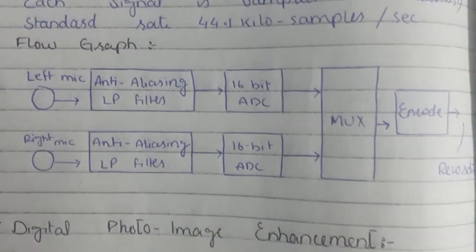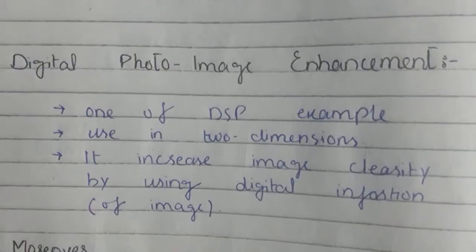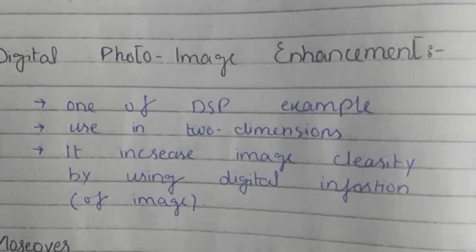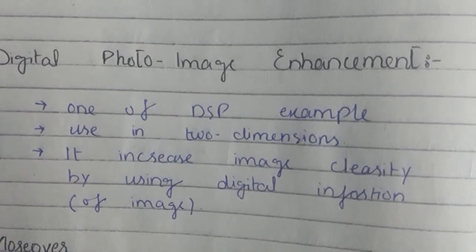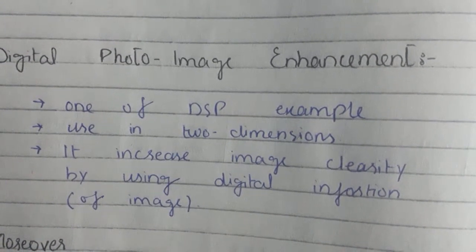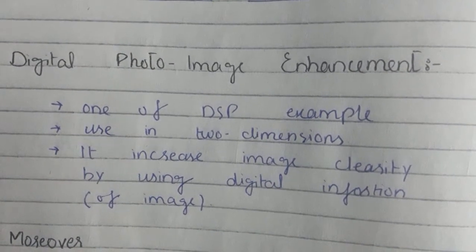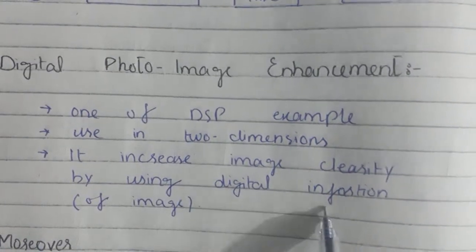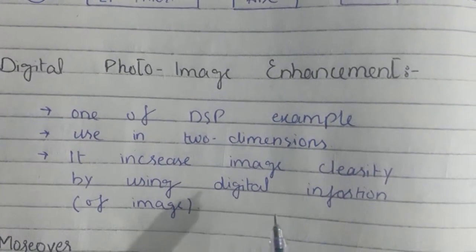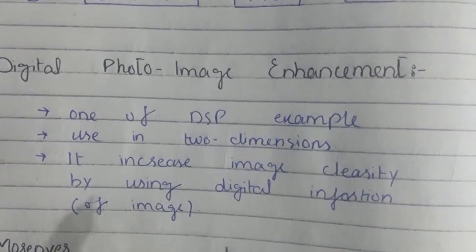The next one is digital photo image enhancement, which is one of the DSP examples. It is basically used in two dimensions, and its main purpose is to clarify the image. As we know, our image has some digital information in it. By using that digital information, we can clarify or brighten our image. So it is one of its applications.